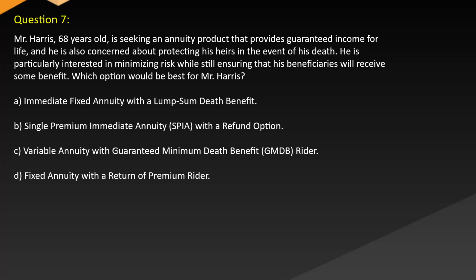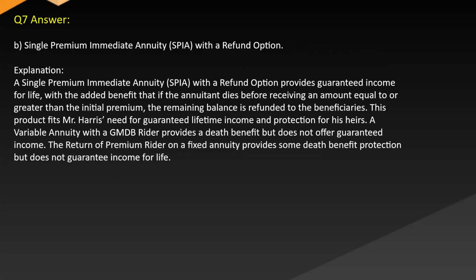B. Single premium immediate annuity (SPIA) with a refund option. C. Variable annuity with guaranteed minimum death benefit (GMDB) rider. D. Fixed annuity with a return of premium rider. Answer: B. Single premium immediate annuity (SPIA) with a refund option.